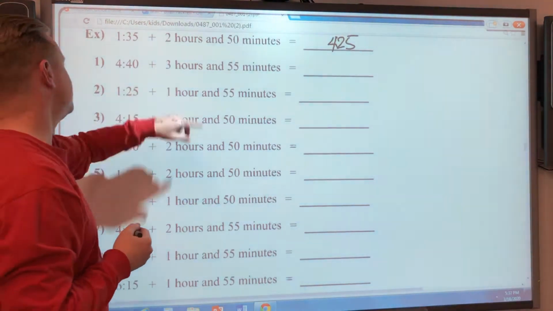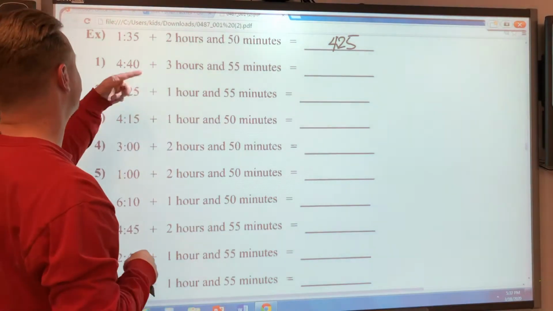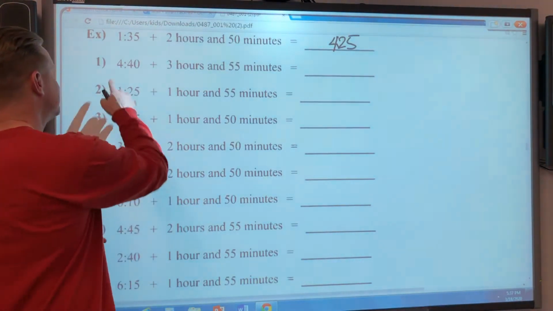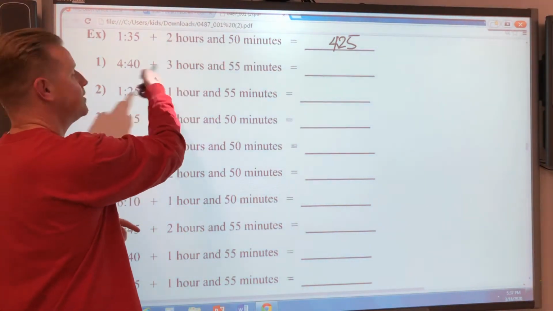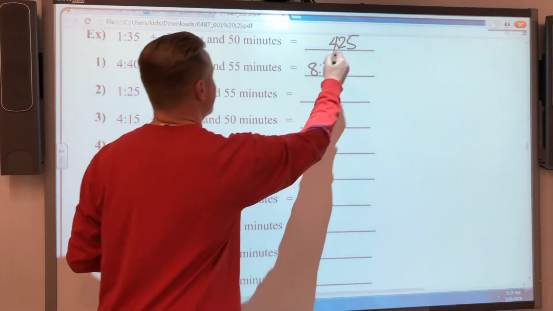4:40 plus 3 hours and 55 minutes. That's only 5 minutes short of 4 hours. So let's add 4 hours, subtract 5 minutes. That would make it 8:40. Subtract the 5 minutes, making it 8:35.